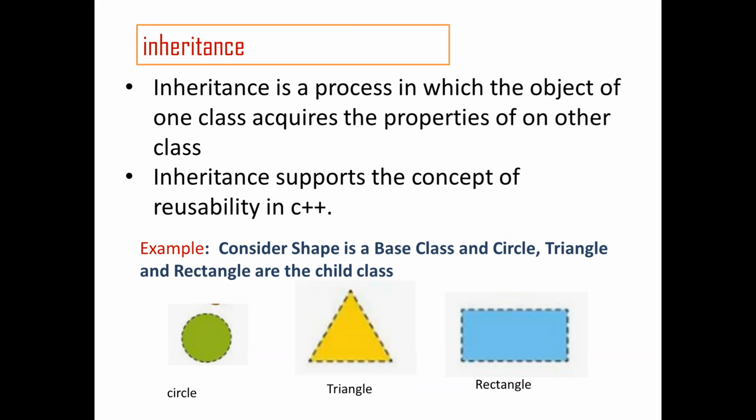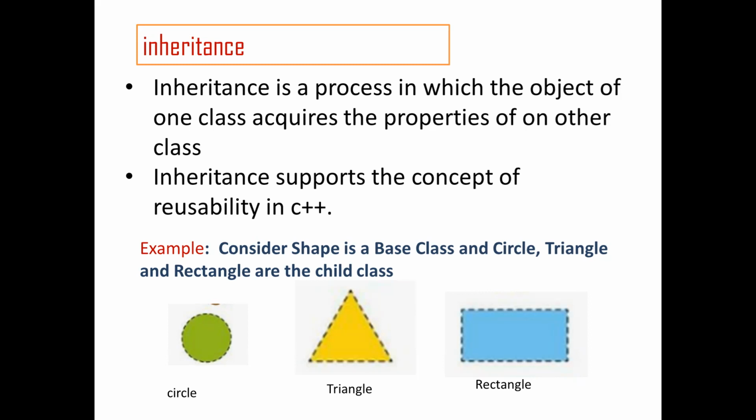Now consider the next thing, inheritance. Inheritance is a process in which an object of one class acquires the properties of another class. By using this inheritance concept, it supports reusability in C++ programming. Simply, we have an existing class, and from that existing class we create a number of classes, which are called subclasses. Those subclasses will get the properties of the parent class too.